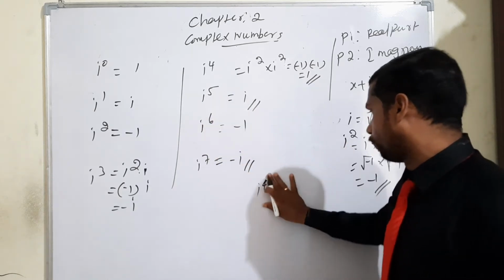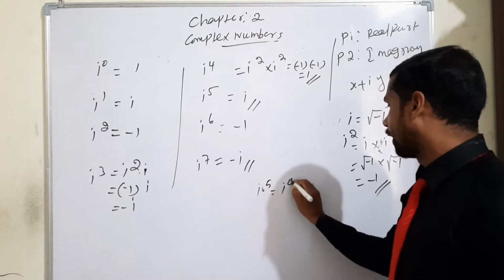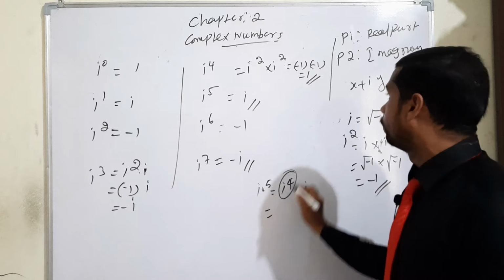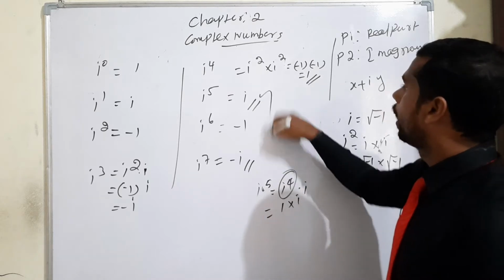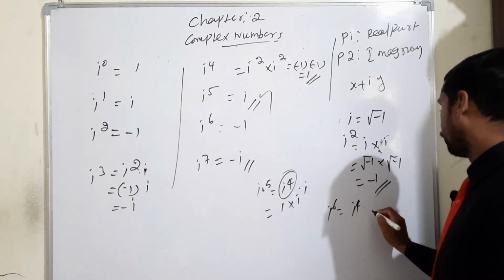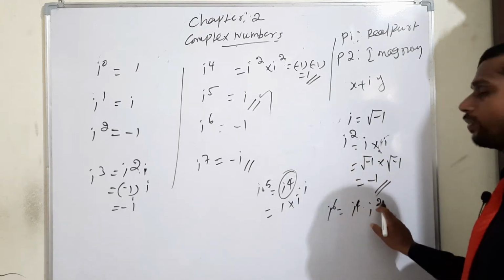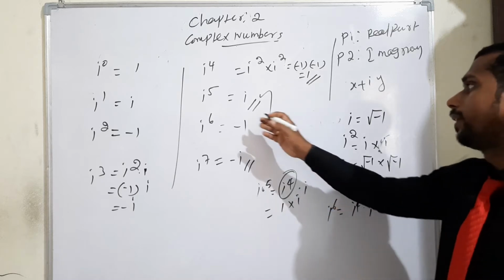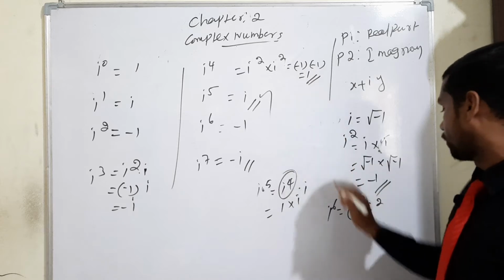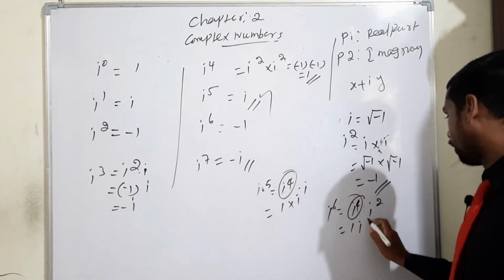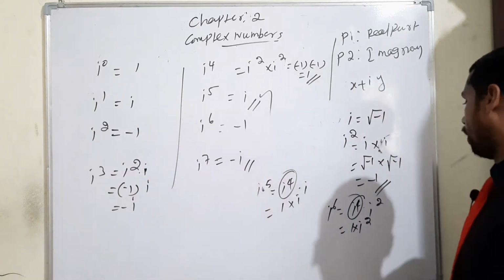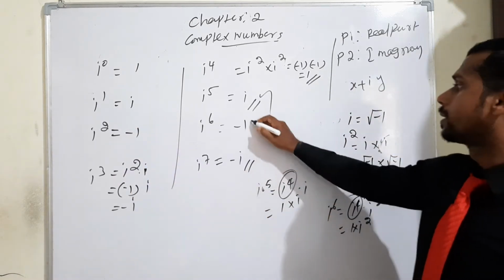i to the power 4, isn't it? i to the power 5 means i to the power 4 into i. Already we know i to the power 4 is 1, so 1 into i. Then what is the meaning of i to the power 6? i to the power 4 into i square. That is why I am telling this is a power with an even number, and if it is even, we can say this is minus 1. How? i power 4 we already know is positive 1, so 1 into i square. i square we already know is minus 1. Therefore, minus 1 into 1 means minus 1 will come.